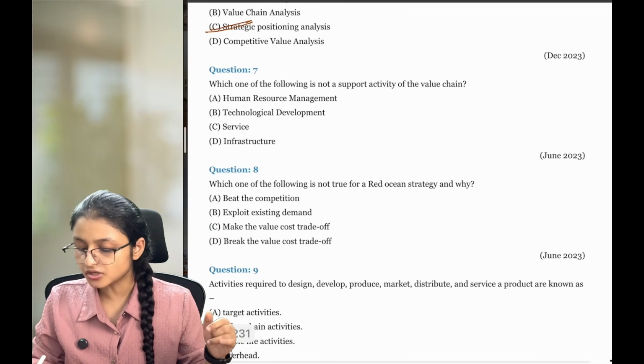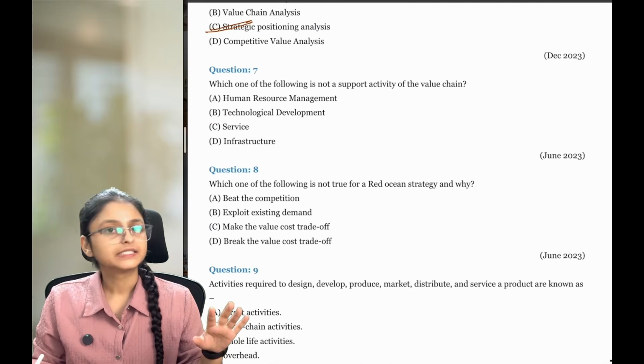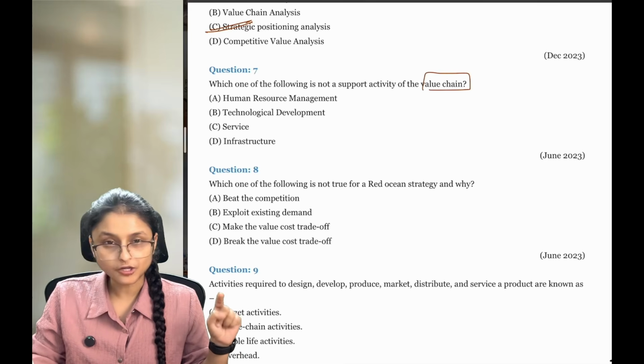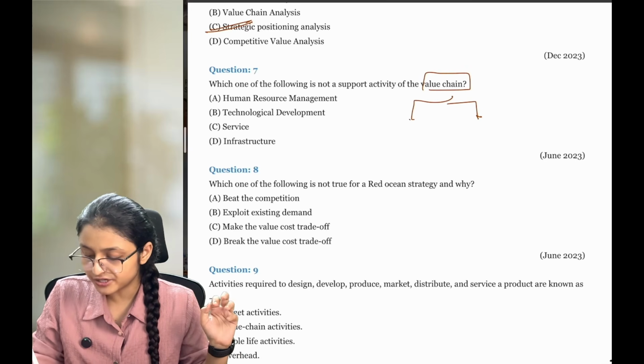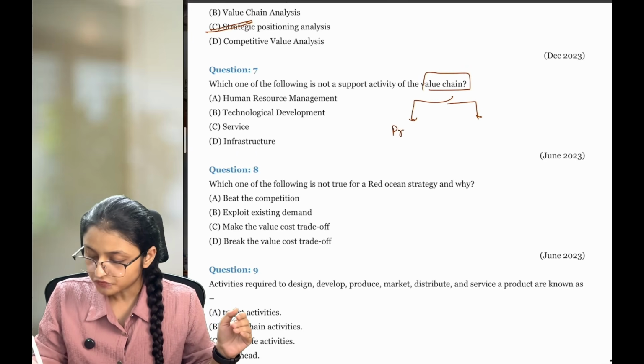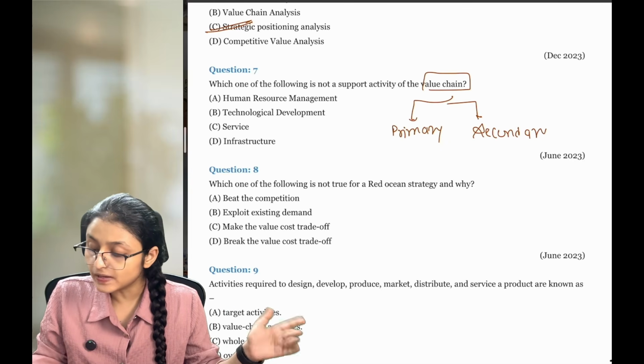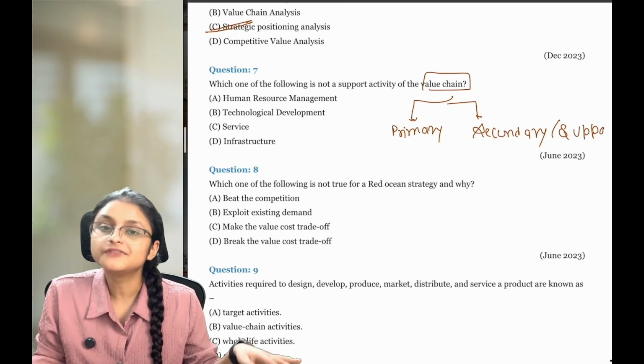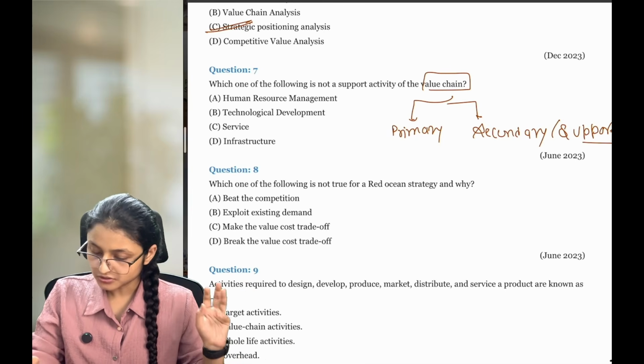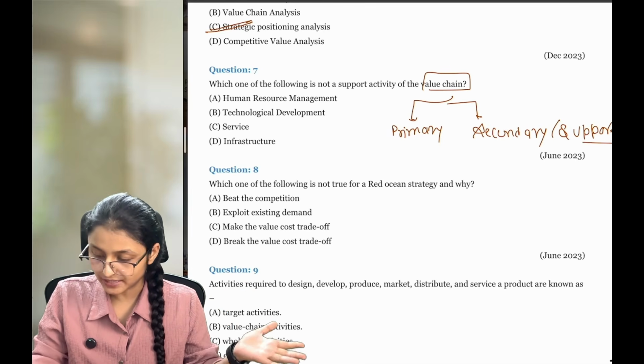Which one of the following is not a support activity? See, about this value chain, I already told you that there are 2 different types of activities in the value chain. The first one is primary activity and the second one is secondary activity, also known as support activity. Secondary activity can also be known as support activity. So tell me which one is not a support activity here?